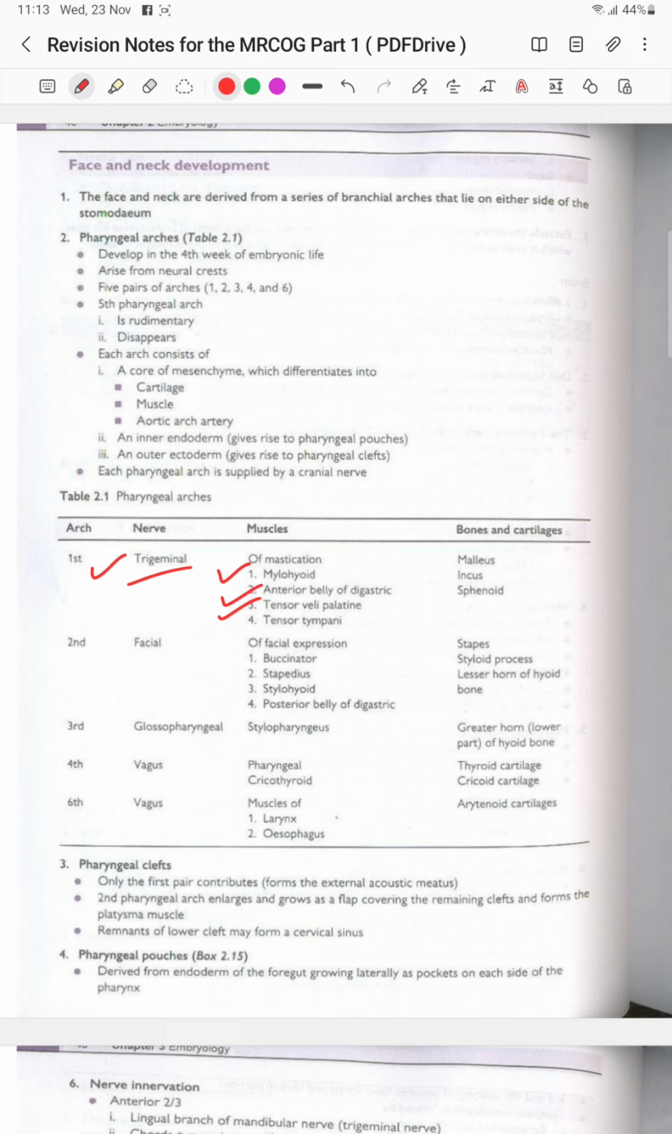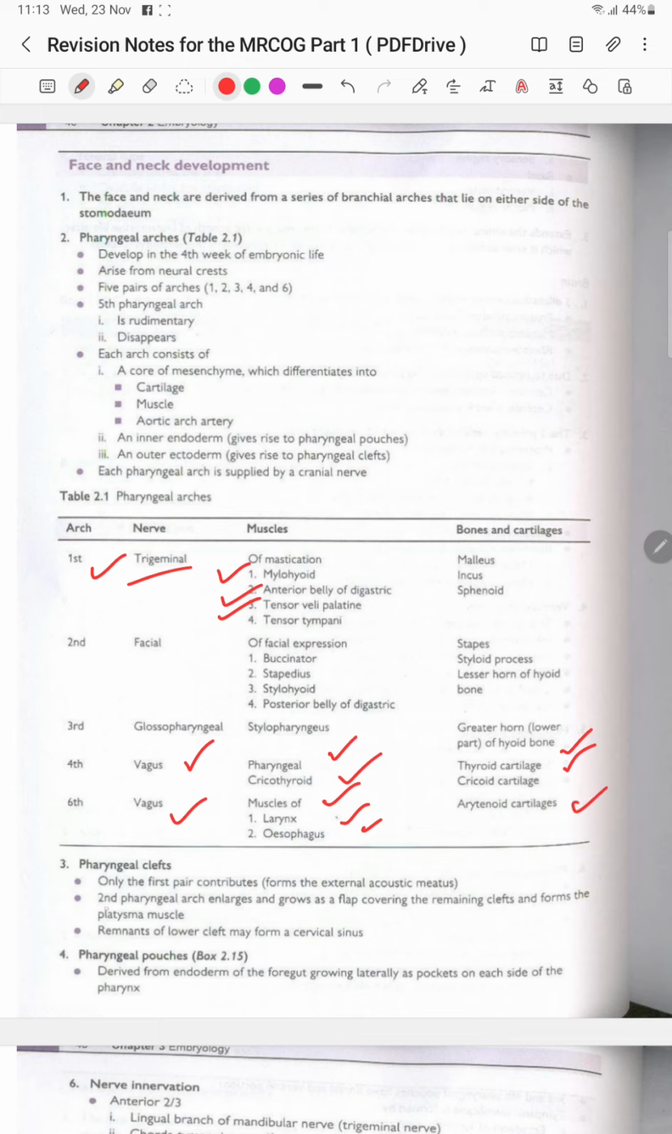The third is the glossopharyngeal nerve, with the stylopharyngeus muscle, and the greater horn and lower part of the hyoid bone. The fourth is the vagus. The muscles include the pharyngeal muscles and the cricothyroid, and the bones and cartilage include the thyroid cartilage and the cricoid cartilage. The sixth is the vagus, with the muscles of the larynx and the esophagus, and the arytenoid cartilage.